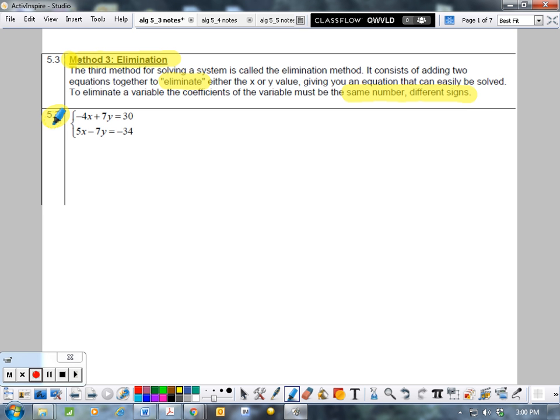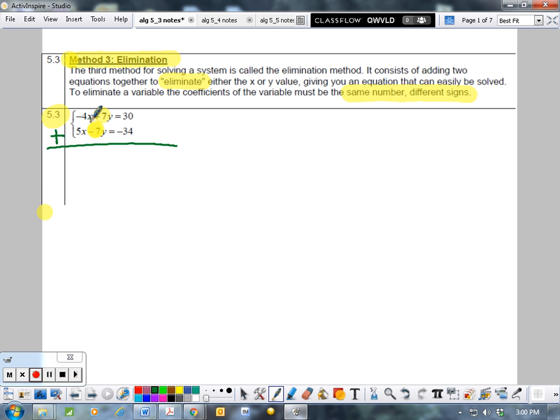So we're going to look at our first system right here. We have negative 4x plus 7y equals 30, and then we also have 5x minus 7y equals negative 34. As we can tell here, our y's match. They're the same number, different sign. And so that means that we have the ability to add these two equations together. So we're going to go ahead and add them.